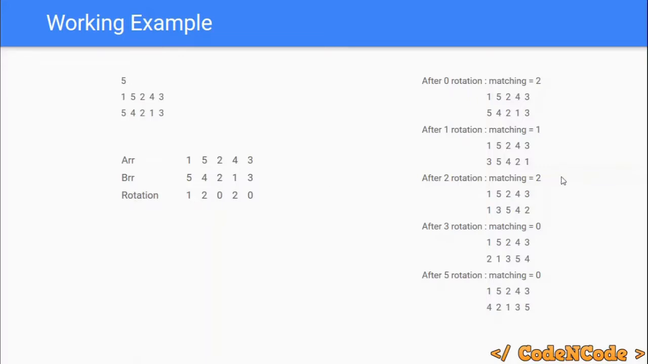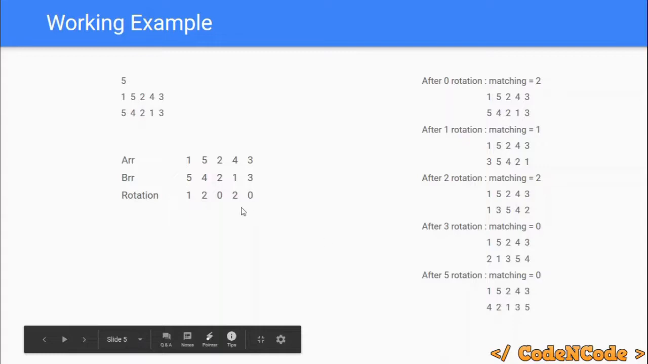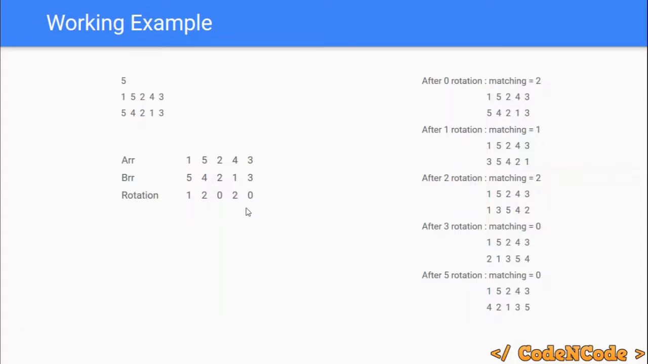its correct position. Here after 2 rotations there are 2 matchings, that means frequency of 2 would be 2, because after 2 rotations there are 2 elements on their correct position. Frequency of 3 should be 0, because after 3 rotations there are 0 matchings. As we can see frequency of 3 is 0. Similarly frequency of 5 should be 0, and we can see frequency of 5 is equal to 0.